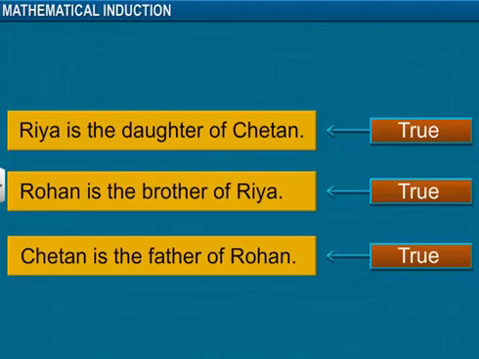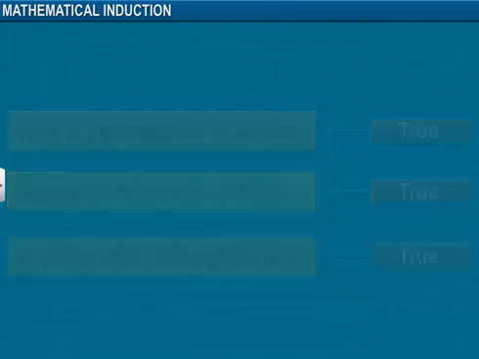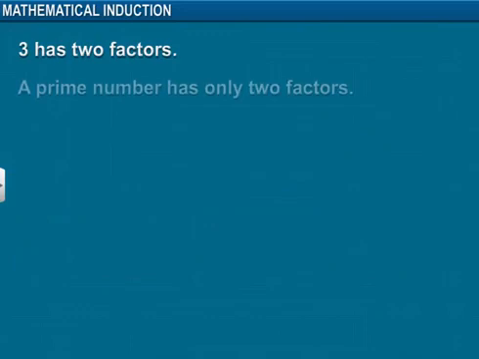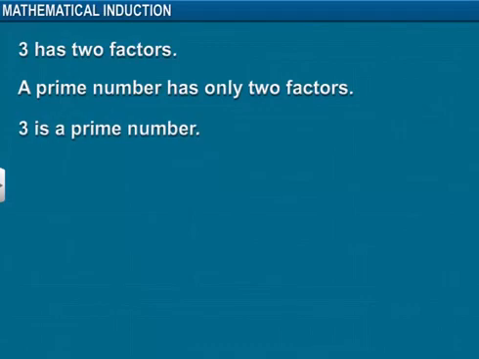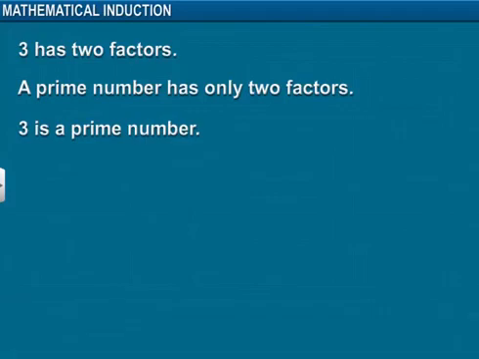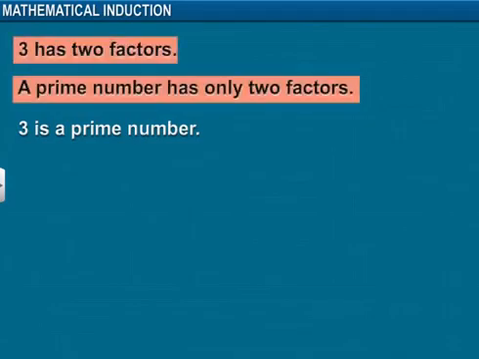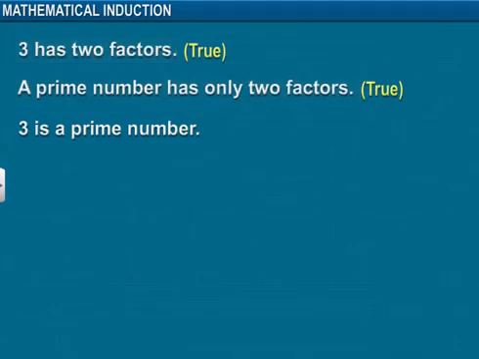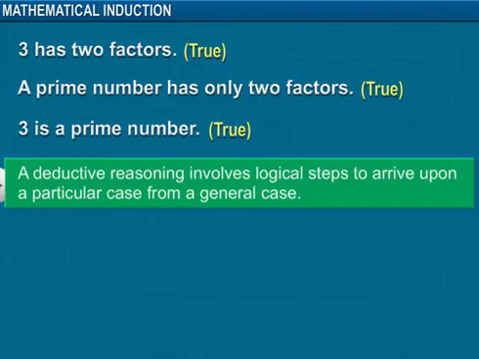Let's apply deductive reasoning to the following mathematical statements. 3 has 2 factors. A prime number has only 2 factors. 3 is a prime number. A mathematical statement is a statement that has a definite truth value, that is, true or false. Among the statements given, the first 2 statements are true. This implies that the third statement is also true. Thus, here we can conclude that deductive reasoning involves logical steps to arrive upon a particular case from a general case.